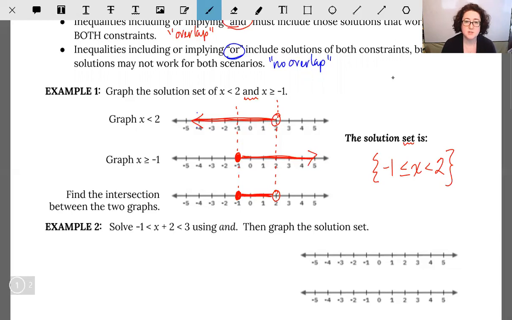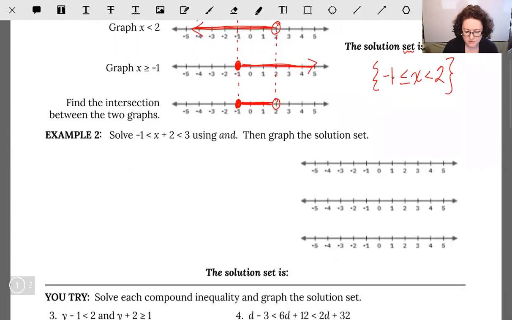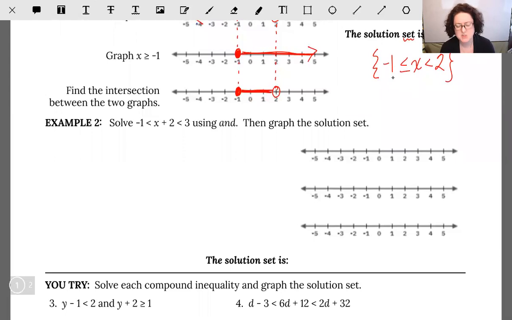And that is our solution set for graphing those two inequalities, or the compound inequality. Okay, let's look at another one. So this one's written out a little differently. We have -1 is less than x plus 2, which is less than 3. This is another way that you could see these compound inequalities.